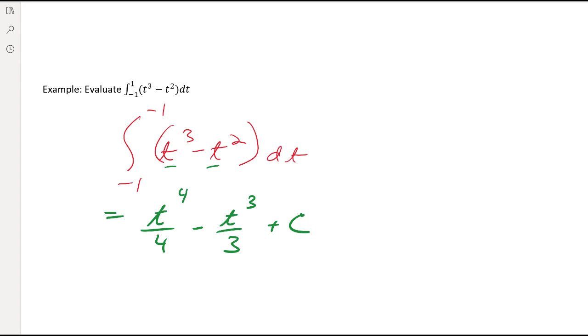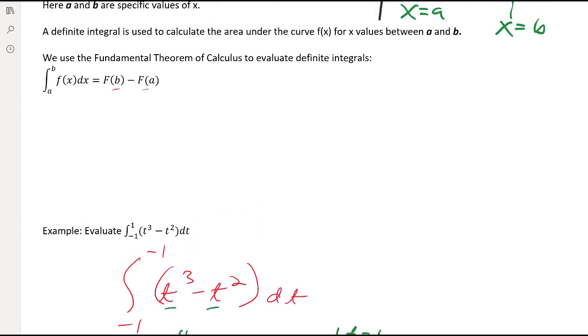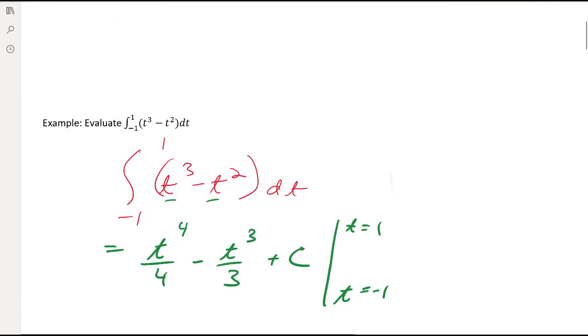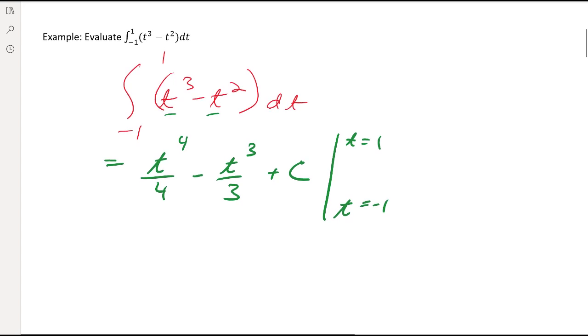Something cool is going to happen with those plus c's in just a minute. What we have to do now is take this entire function, and I like to use this notation. This means we're going to evaluate, plugging in as we go from -1 to 1. The fundamental theorem of calculus tells us that we always plug in the upper bound first, always that top number there. I'm sorry, that should be a positive one. So we plug in a positive 1 first.